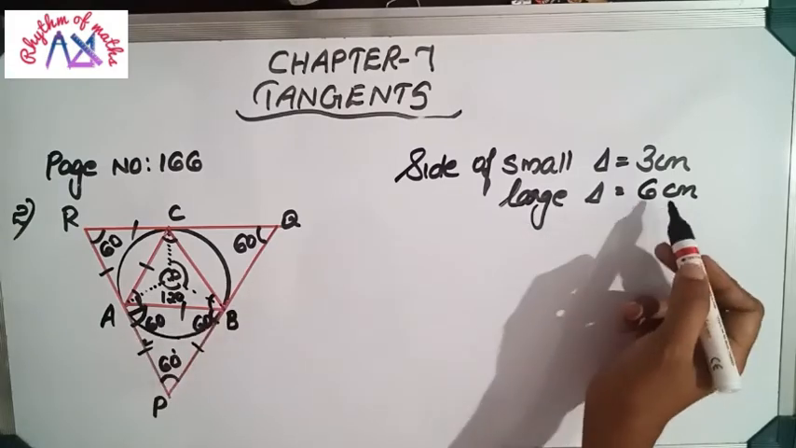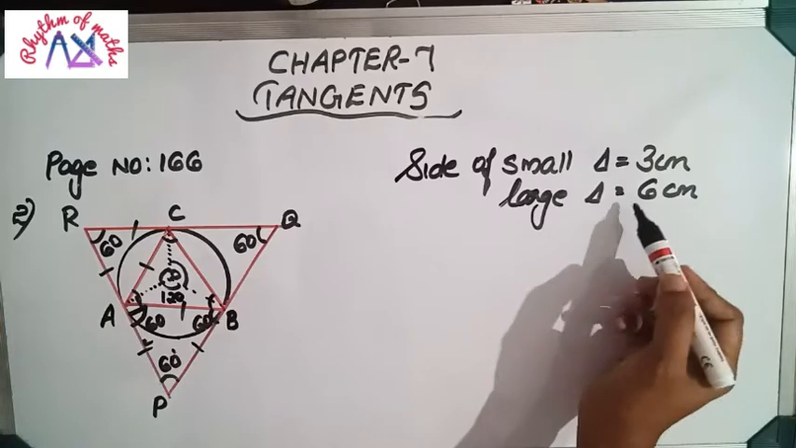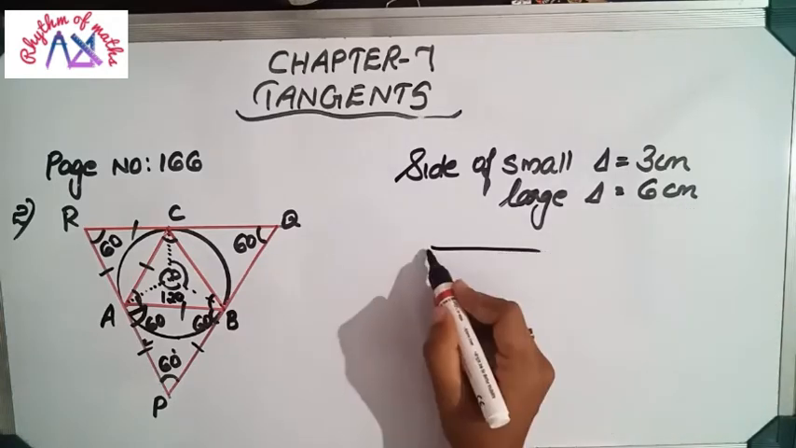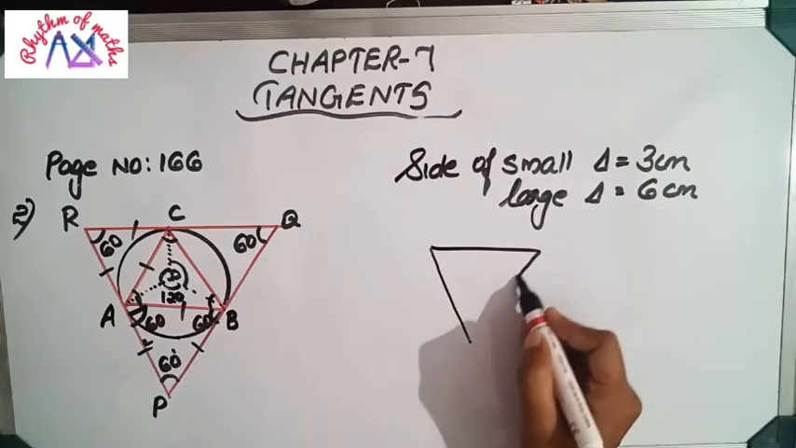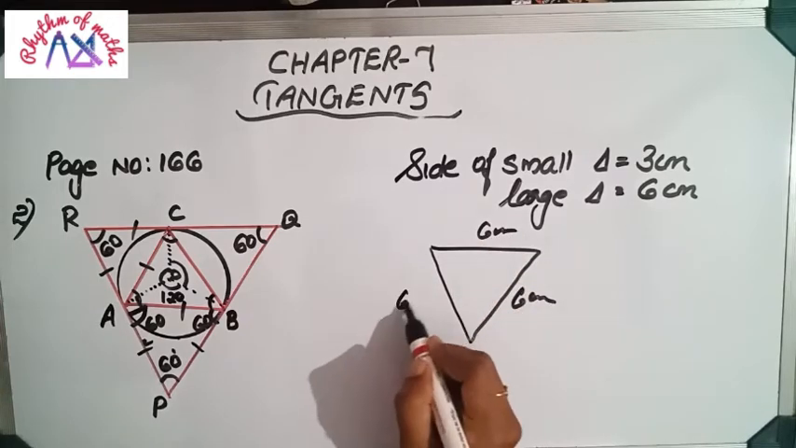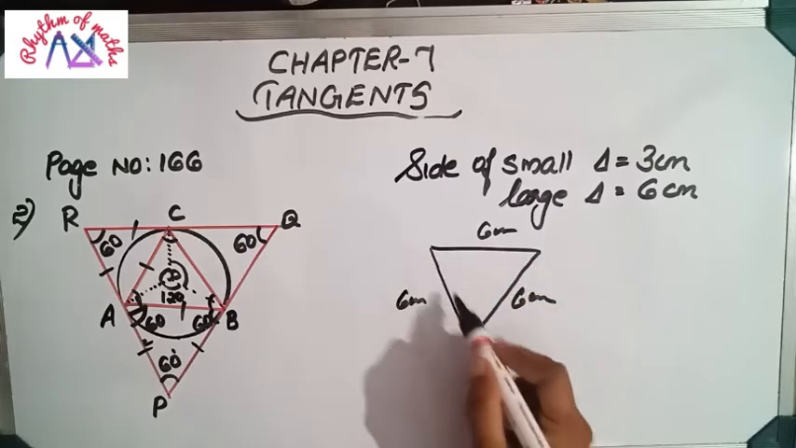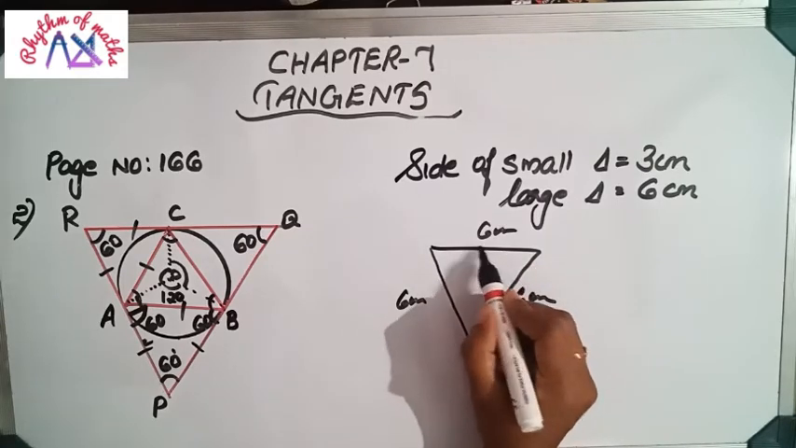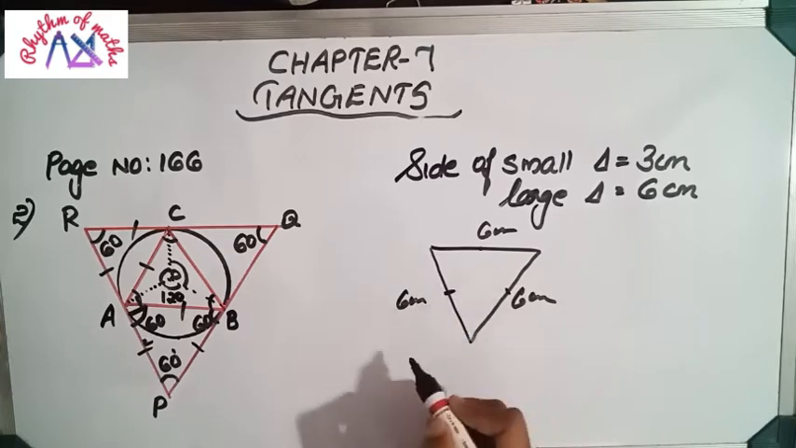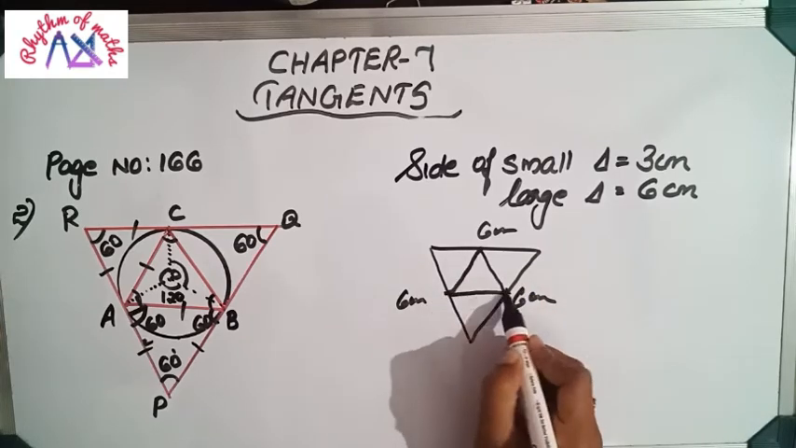Now, in order to draw this figure, don't start from the small triangle, start from the large triangle, that is 6 centimeter. First, you draw a large triangle with the side as 6 centimeter, like this, just draw. Then find the midpoint of all these three sides, that means 3 centimeter. Cut the side into 3 centimeter. Then by joining the midpoints, draw the small triangle.